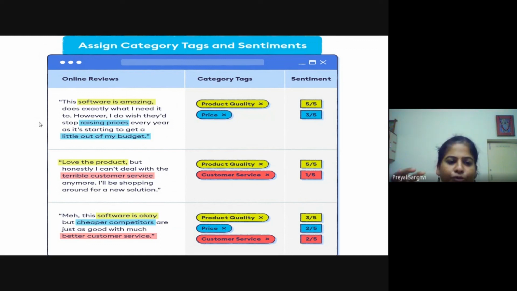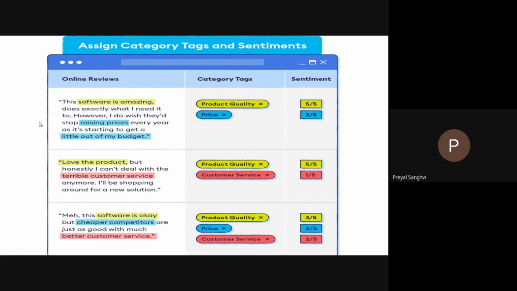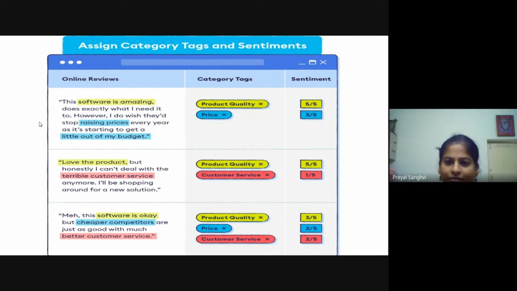For the words "the software is okay" that they have used, that's why we have given 3 out of 5. The same way for the price and the services. So first, this is just an example of how we have coded, how we have converted into categories, and how we have assigned some rate based upon the review given by the customer.